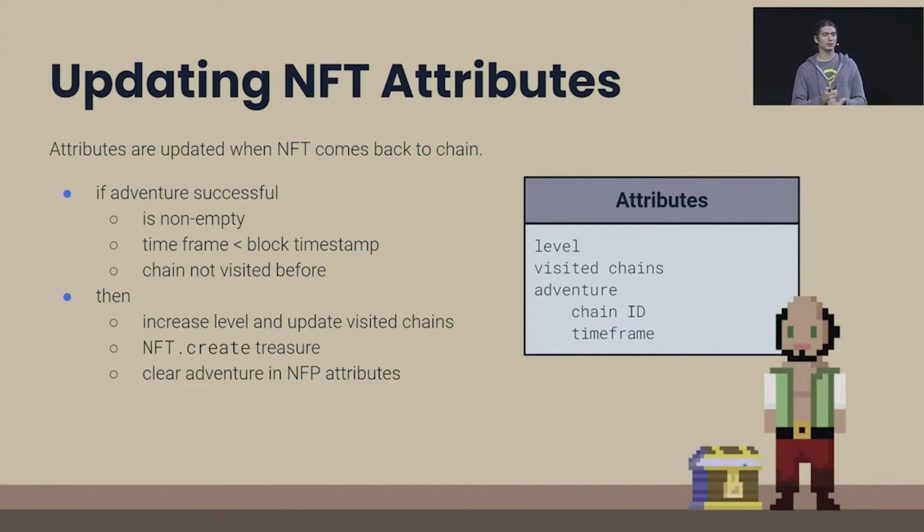We increase the level, the pirate became stronger. We create a treasure NFT as a prize. And to do this, we call the NFT create reducer to create the treasure collection. And then we clear the adventure object in the non-fungible pirate attributes.